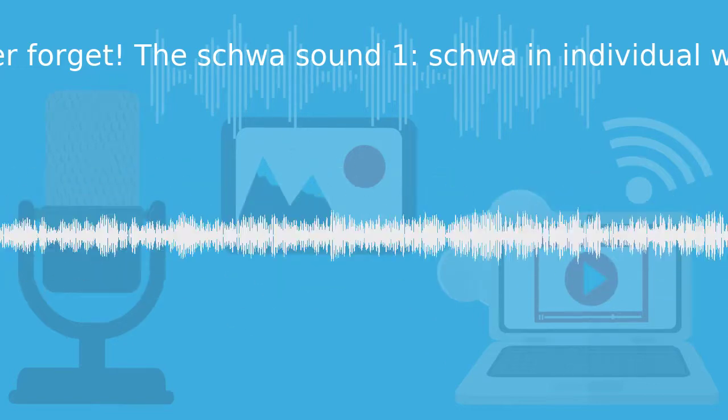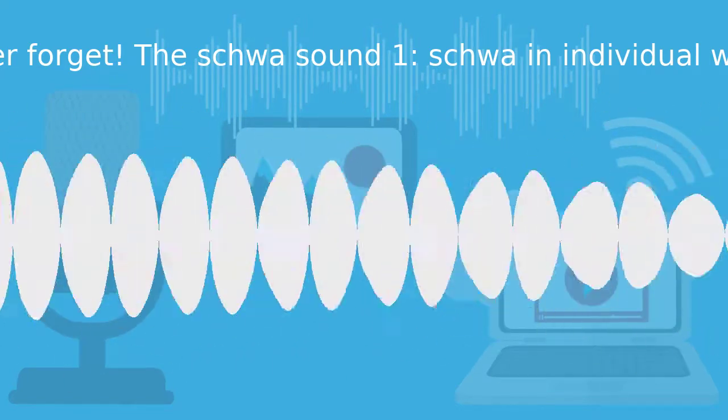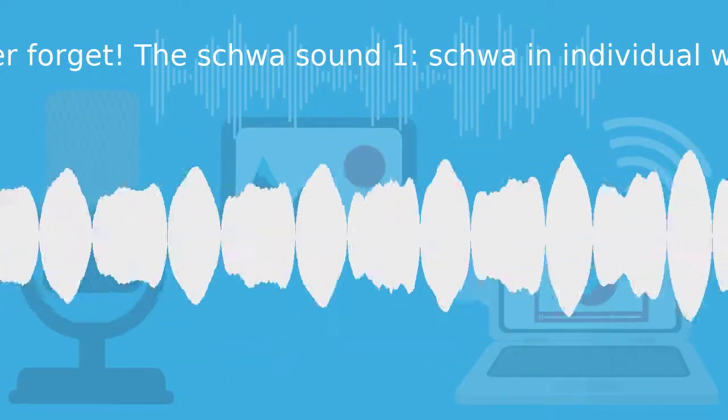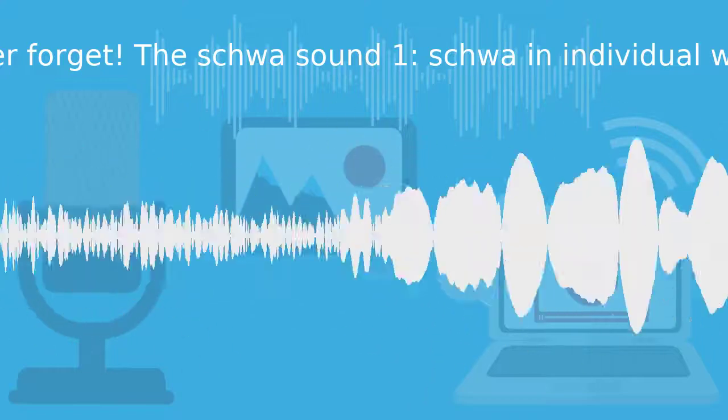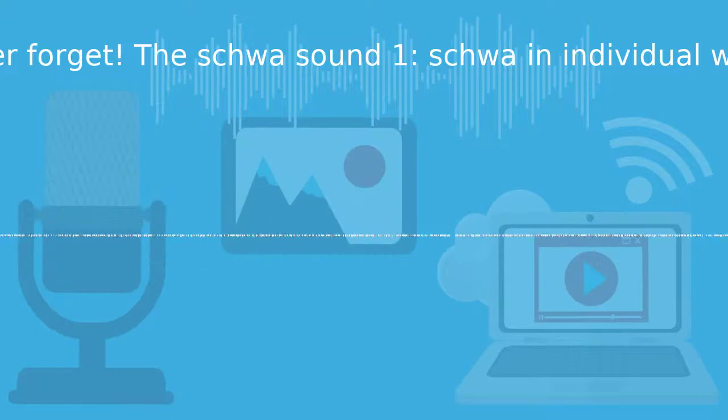There are 5 sentences. I'll read each sentence once, quite slowly, once at a more natural pace. Then I'll pause to let you repeat, and then I'll read the same sentence again, pausing to let you repeat one more time before we move on to the next sentence.